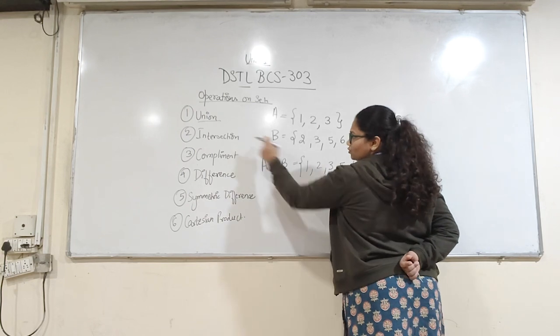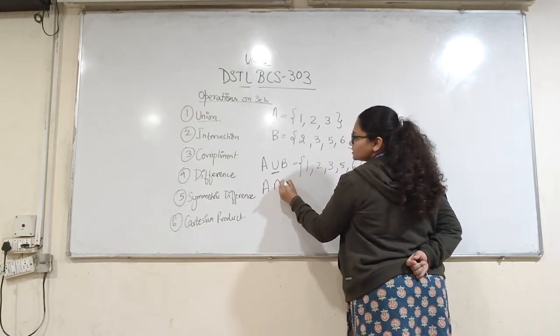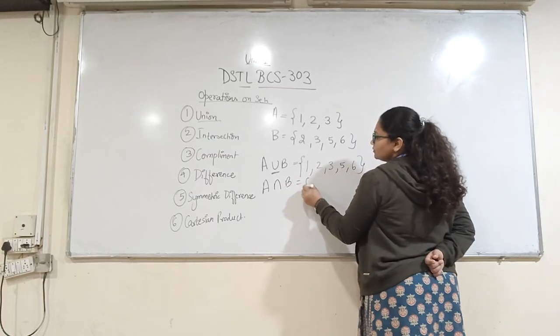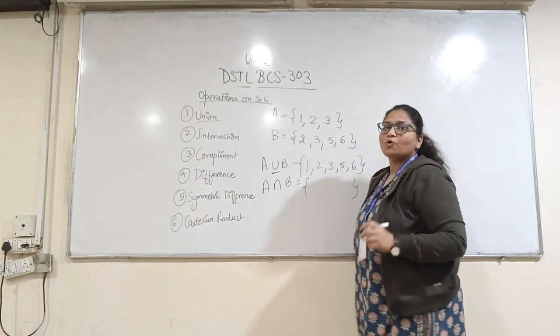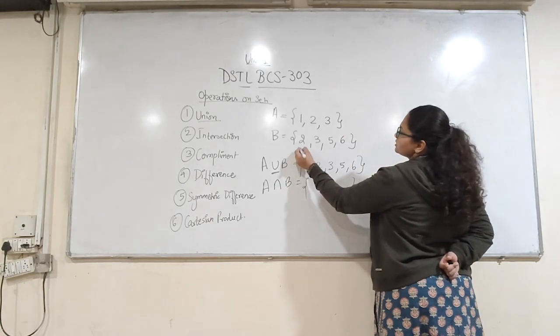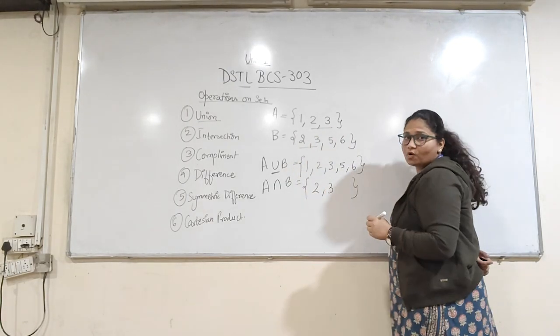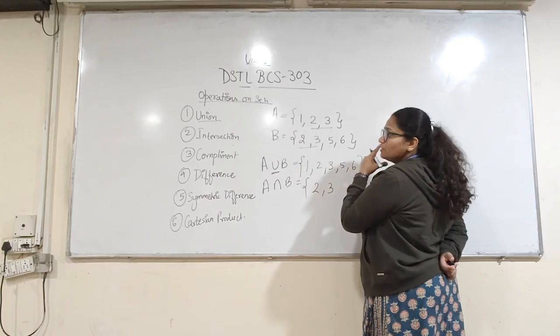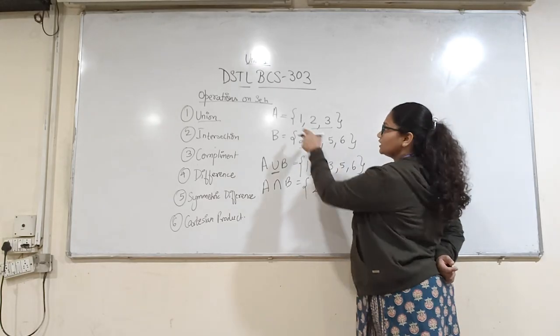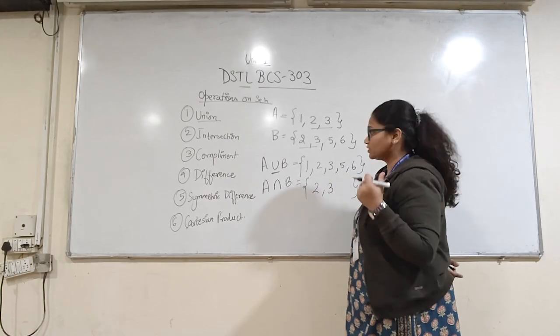Now, coming to the second operation, which is intersection and is denoted by this sign. In this operation, we only write the common elements of the two sets. So, as we can see, 2 and 3 are the common elements. So, it is the elements which are present in both A and B is called the intersection of two sets.